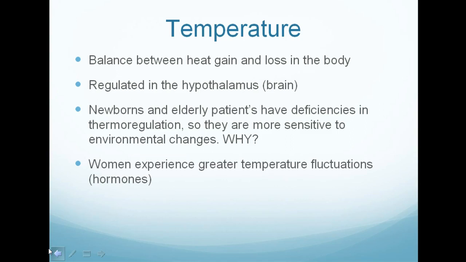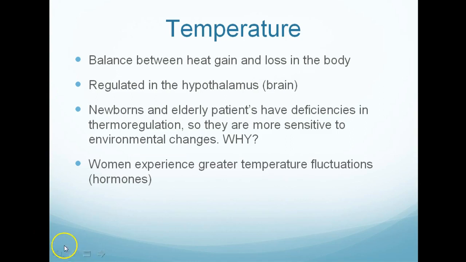We have to be careful with our newborns and our elderly because these patients have deficiencies in their thermal regulation. They are more sensitive to environmental changes because maybe they have less adipose tissue. The little one's body has not adapted to adults. But as for older adults, which is considered your elderly, but we're going to use the proper terminology and say older adults, a lot of times they don't have as much adipose tissue. And look at our women. Women experience greater temperature fluctuations.